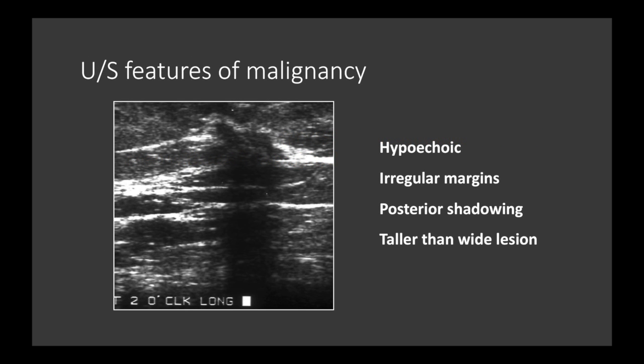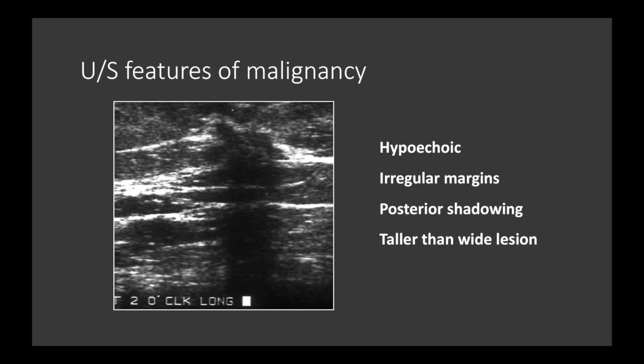Okay, so what are the ultrasound features of malignancy? Something that is hypoechoic. You see this is darker than the surrounding tissue. It's kind of irregular on the edges here. It has this dark shadow behind it. We call that posterior acoustic shadowing because the sound waves are more likely to bounce up and reflect than have through transmission. And cancers are usually what we call taller than wide.